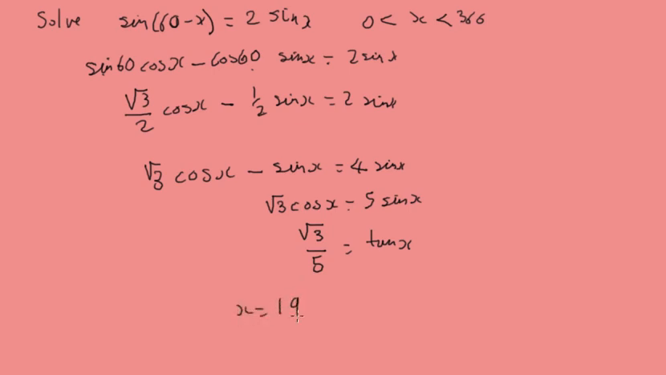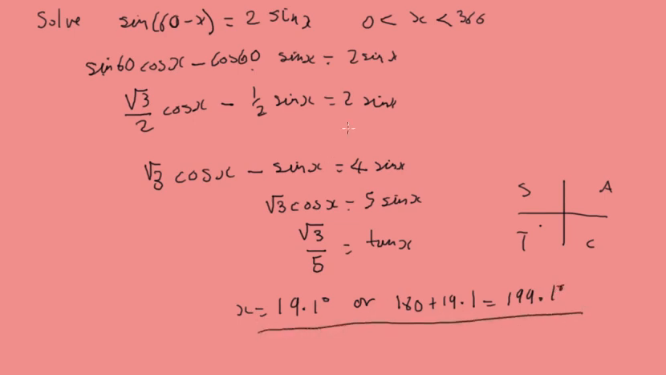and so that's going to give us x is equal to 19.1, or because it's positive, remember all students trust Cambridge, so it must be in this quadrant, so it'll be 180 plus 19.1, which gives us 199.1 degrees. So I hope that helps.